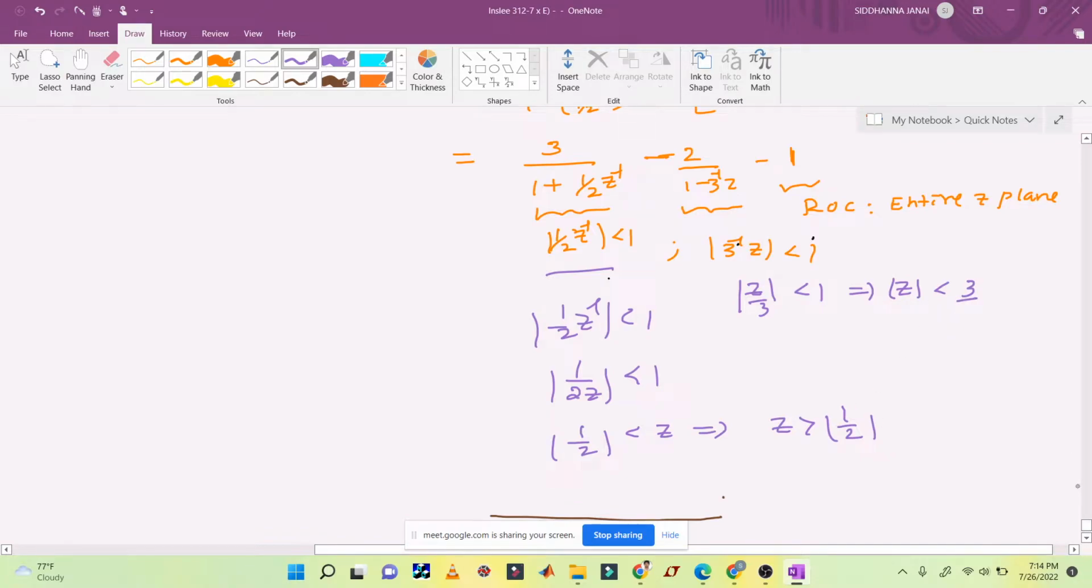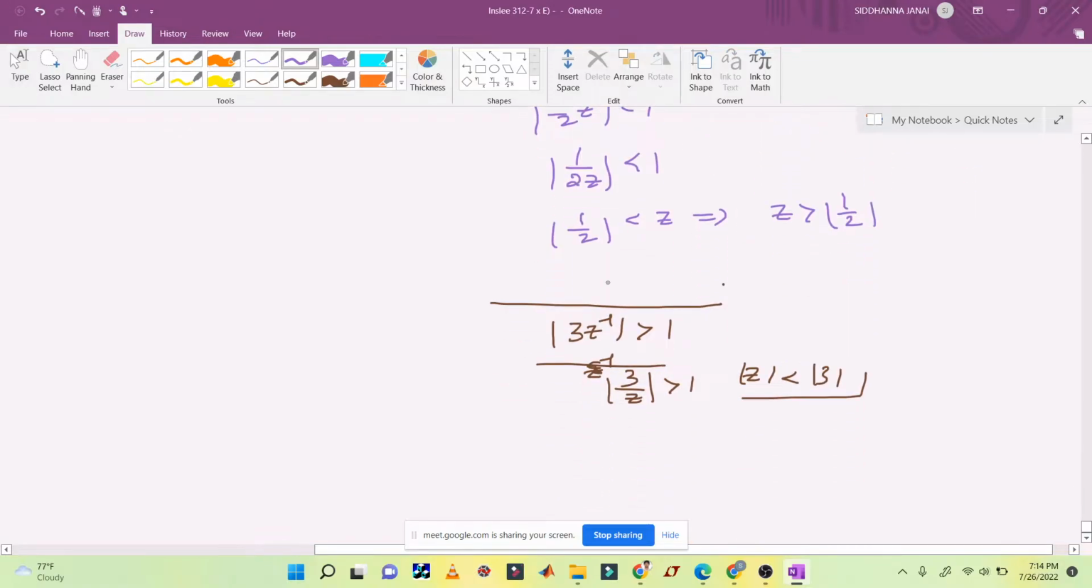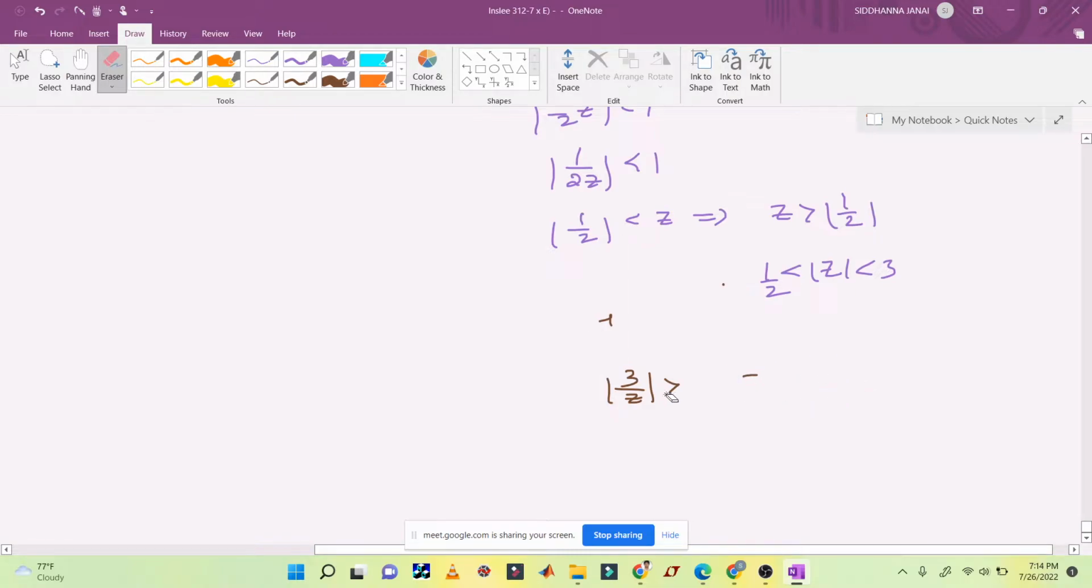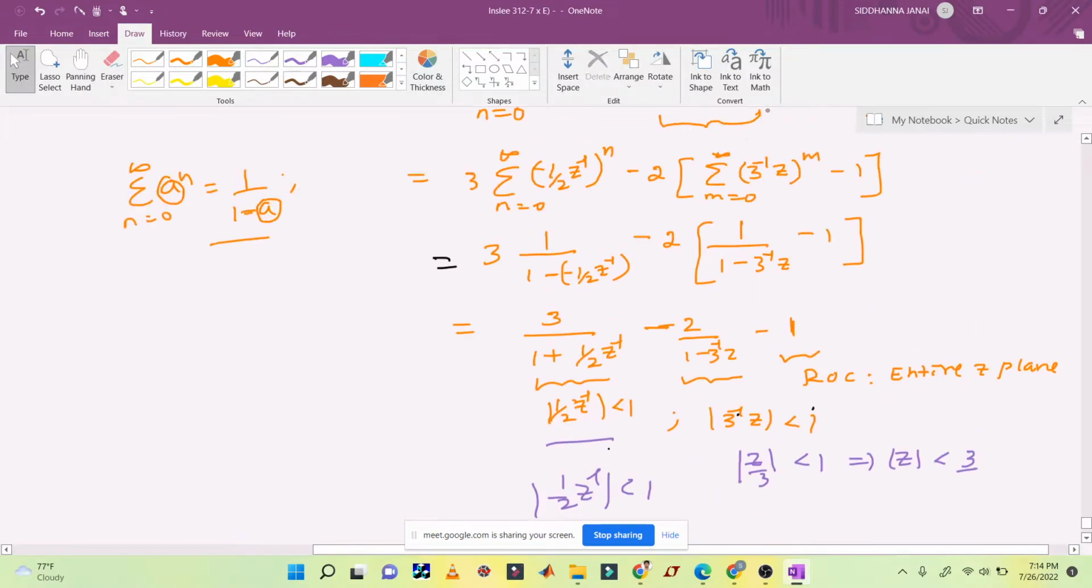Okay, that's why the ROC is z greater than 1 by 2, less than 3. I hope you have understood now. The combined ROC is these two along with all z, that is for the constant term.